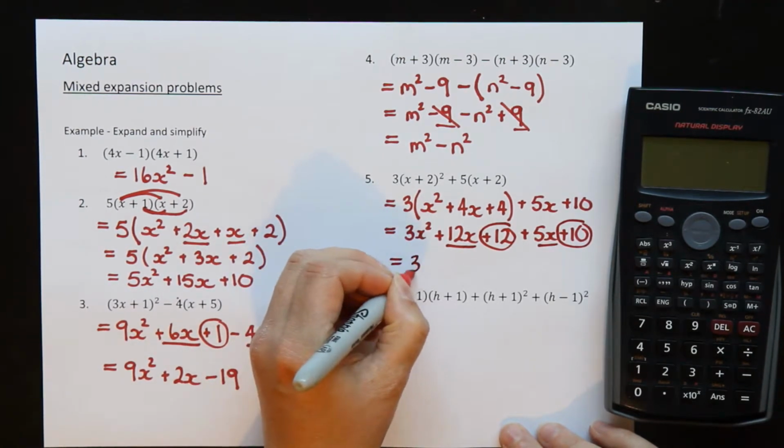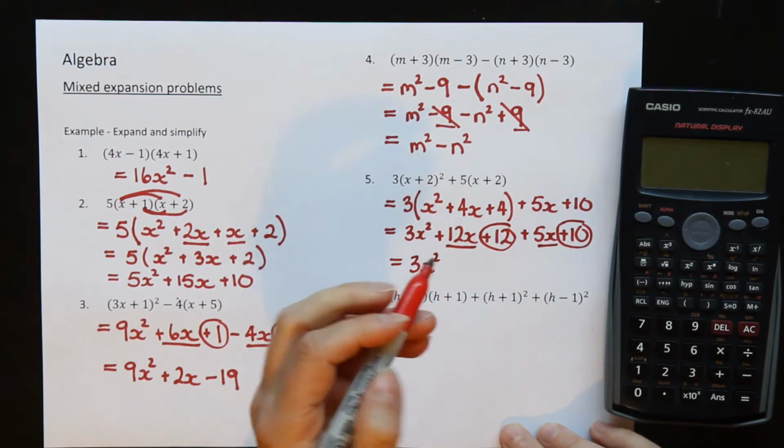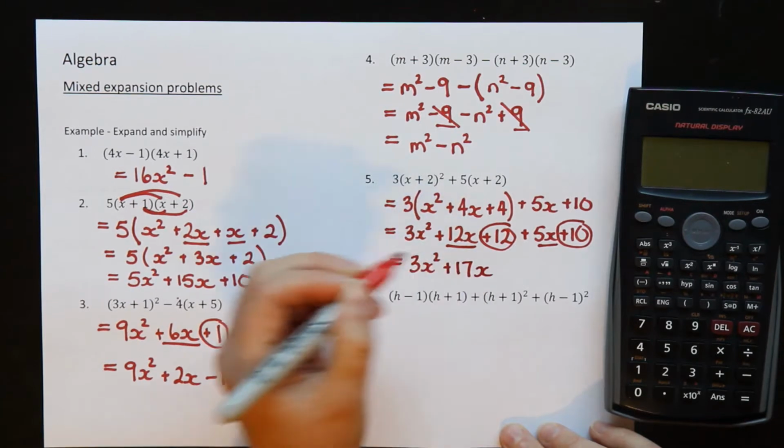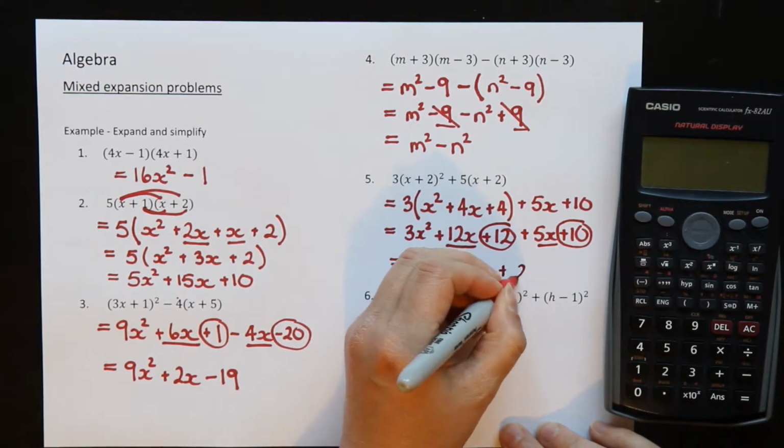Okay, let's collect up. 3x squared is all by itself. 12x plus 5x is 17x, and 12 plus 10 is 22.